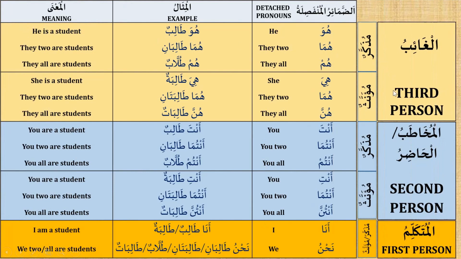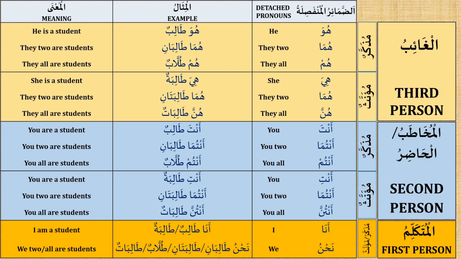These 6 rows are third person, and the next 6 rows are second person, and the last 2 rows are first person. They don't actually mean third person, second person, first person. We call them in English so, but in Arabic it means al-ghaib, absent, the one who is not present with you. Al-mukhatab, al-hadir, the present, the one who is present with you. Al-mutakallim is speaker, the one who is speaking.